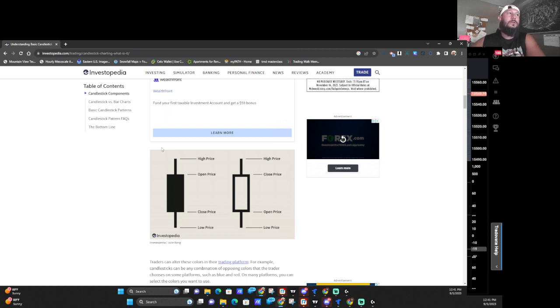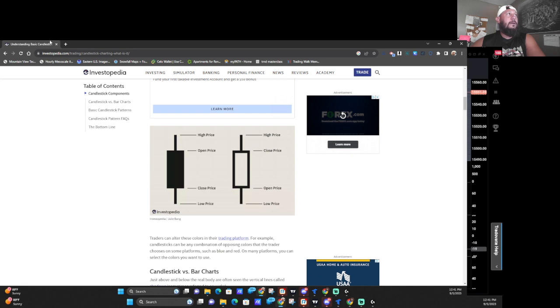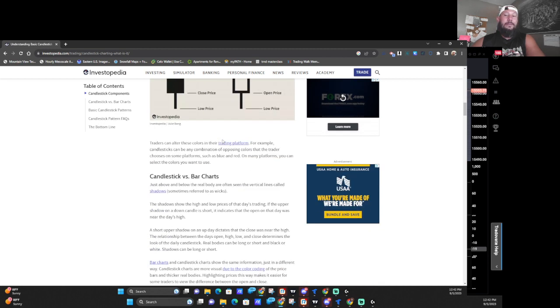Okay, so these are candlesticks. This is a good site here. I'm on the Investopedia candlestick charting. What is it? So if you want to check that out, just basically type in candlestick charts trading. That will give you some good insight here.